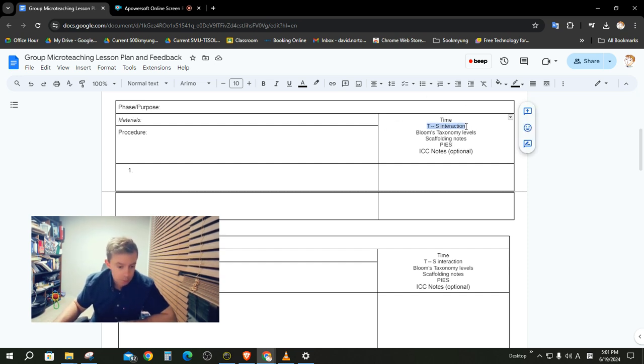Teacher-student interaction. Basically, are students talking in pairs? Is the teacher talking to individual students or the whole class at once? Are they in groups? That kind of thing.